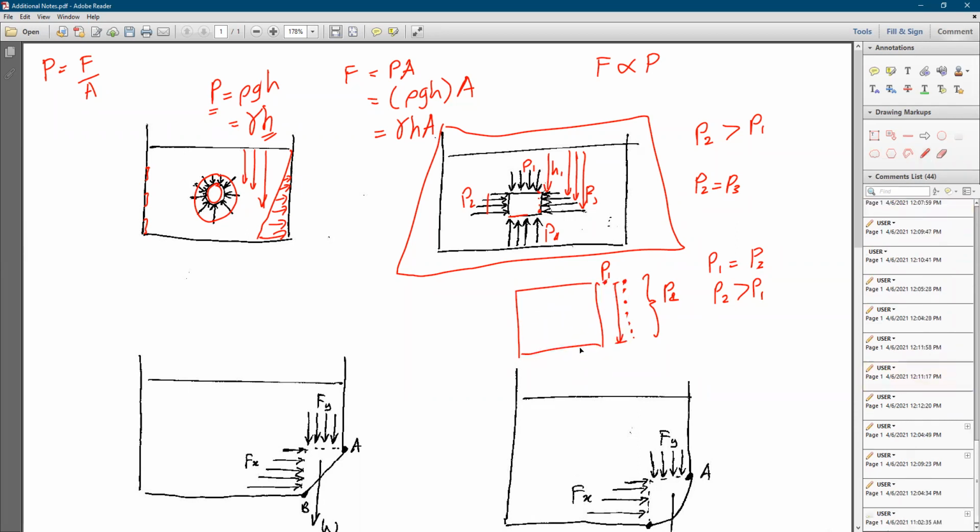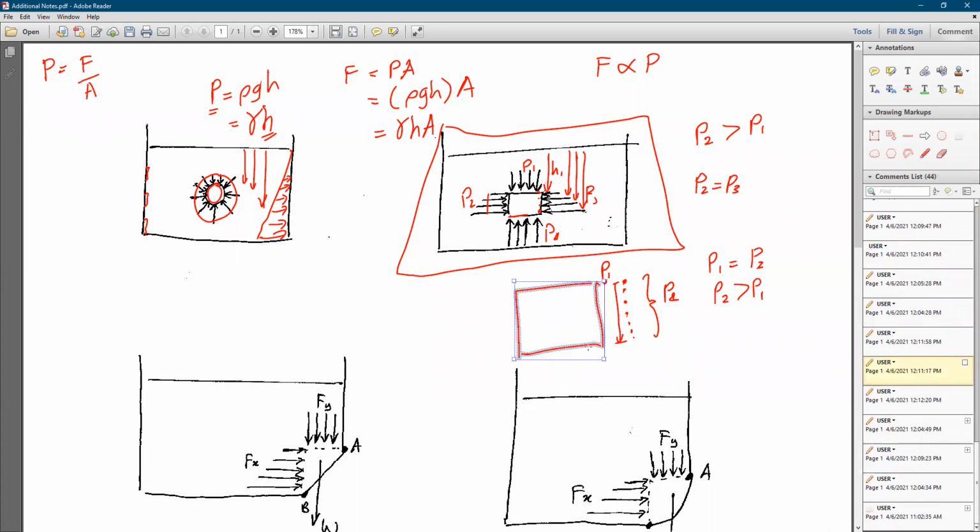Okay, at this height, at this point, this line down here. So what happens is that P4 is actually equal to the highest value of P2 or P3, because P2 and P3 are the same.